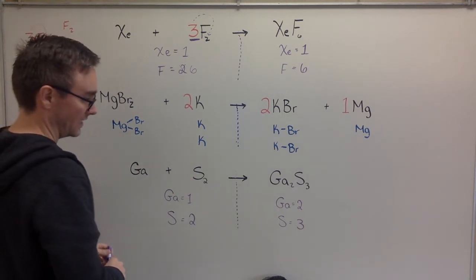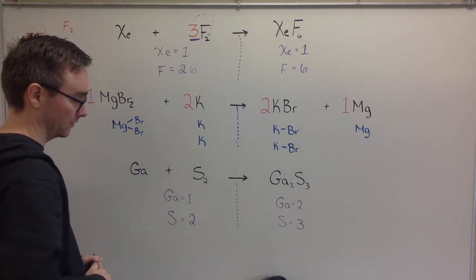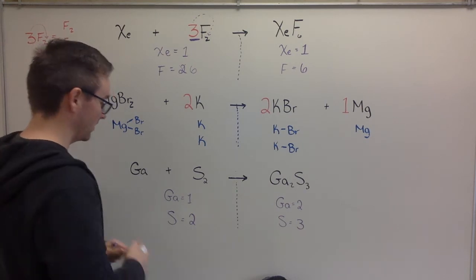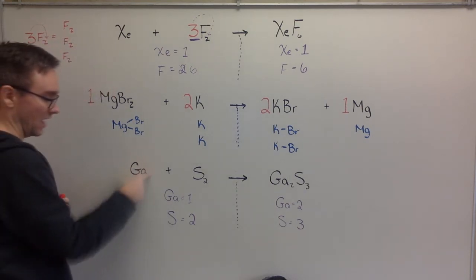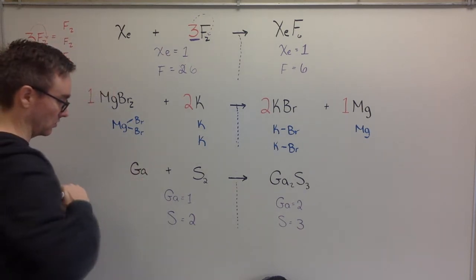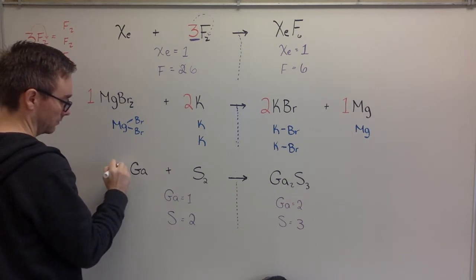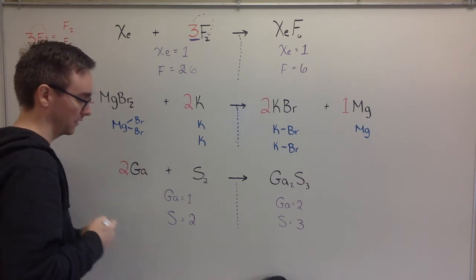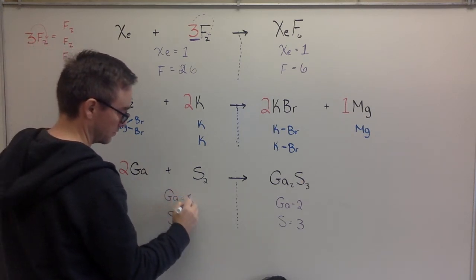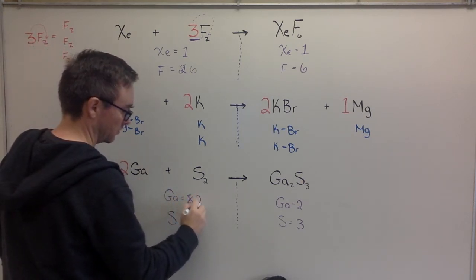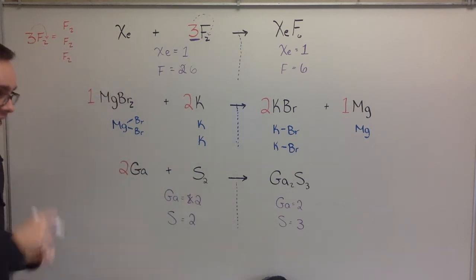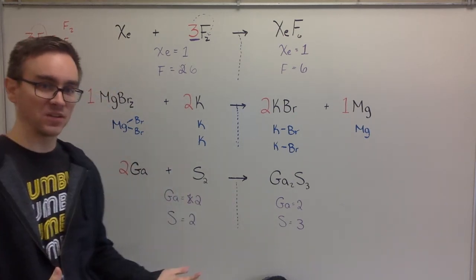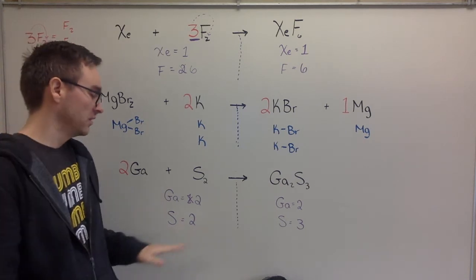All right, so I need to have 2 galliums over here. So I need to think about what number can I put right here times 1. It's going to make 2. So if I put a 2 here, all right, that's going to change this to a 2. My galliums are balanced. Fortunately, that did not fix my sulfur problem. That one looks a little harder.